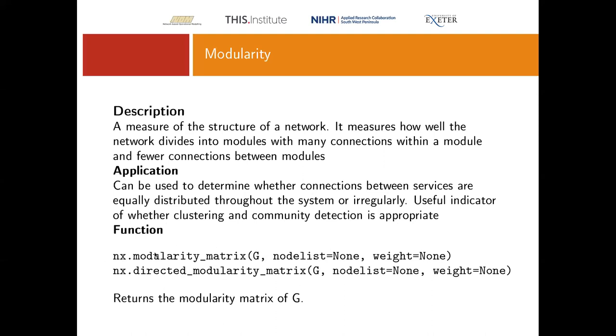When this is implemented in NetworkX, we use the modularity matrix function on an undirected graph, and just pass in the graph object itself. Your optional arguments are whether you want to do a subset of that using the node list argument, and whether there are weights associated with it. If it's a directed graph, it's simply directed modularity matrix. It's a slightly different algorithm that they're using, so it's separated as two different functions. And this returns an n nodes by n nodes matrix of modularity.